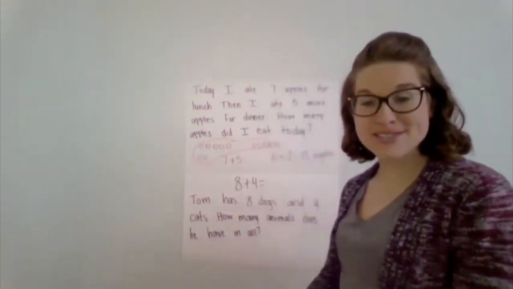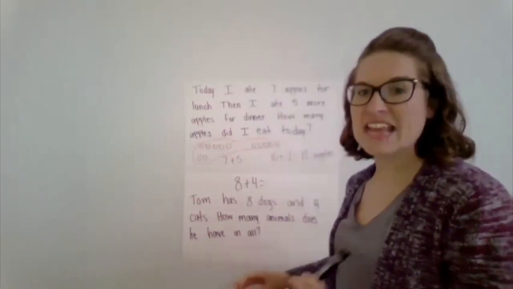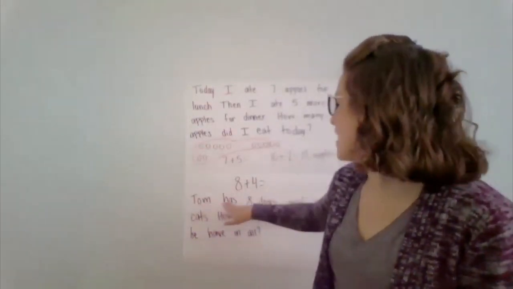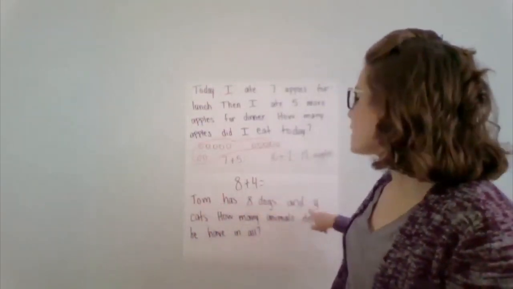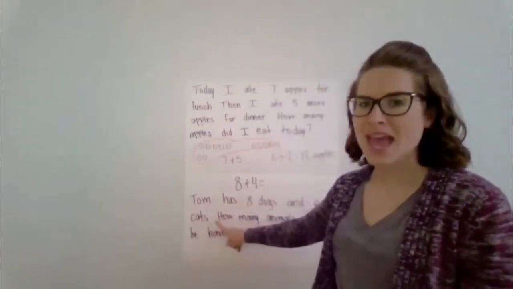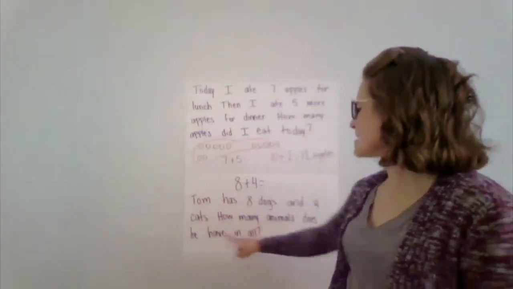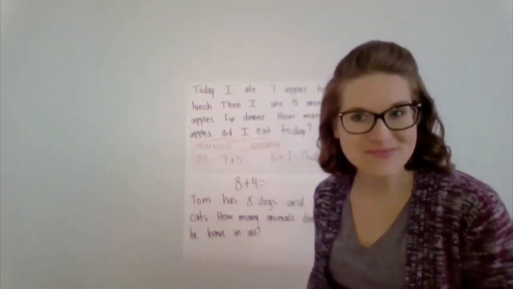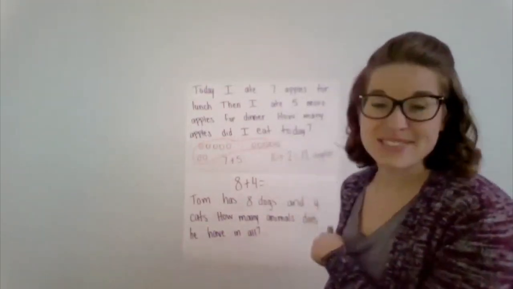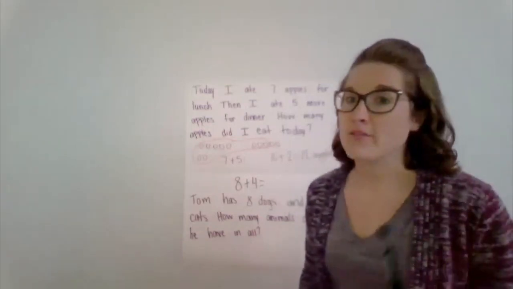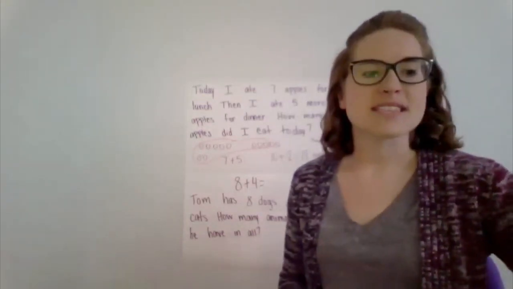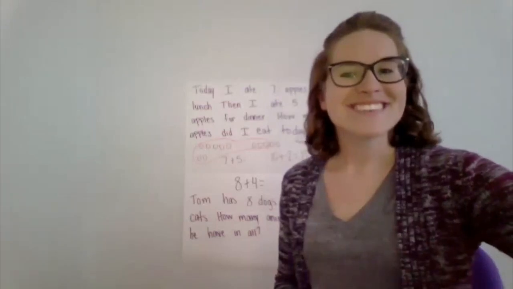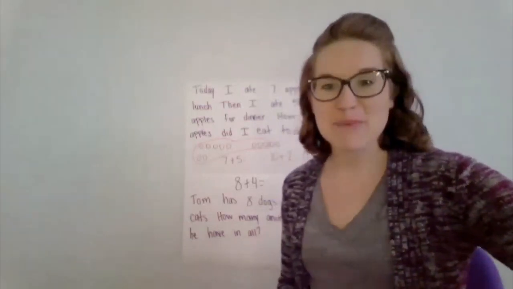Okay, I've written my story. Have you finished yours? My story says, Tom has 8 dogs and 4 cats. How many animals does he have in all? I love animals. Do you? Good. This is a lot of animals. Now, I've read my story. The next thing I need to do is, very good, draw my picture.